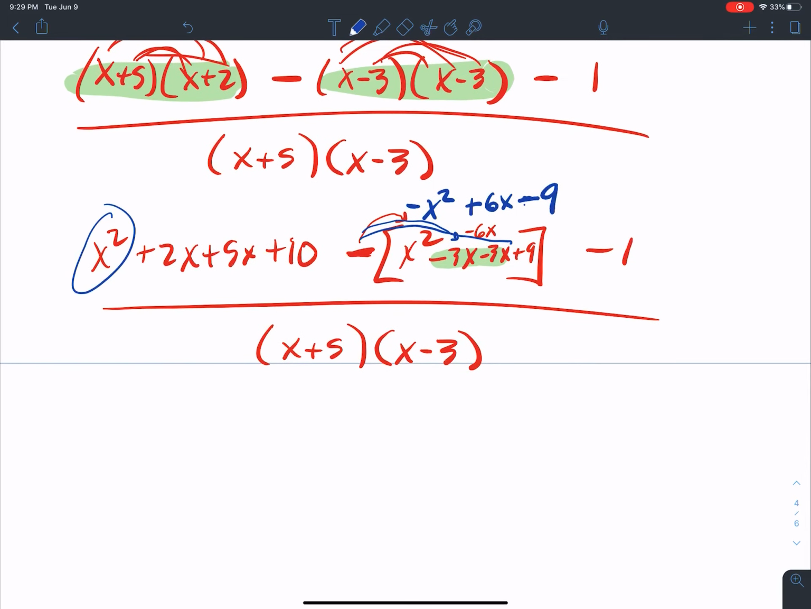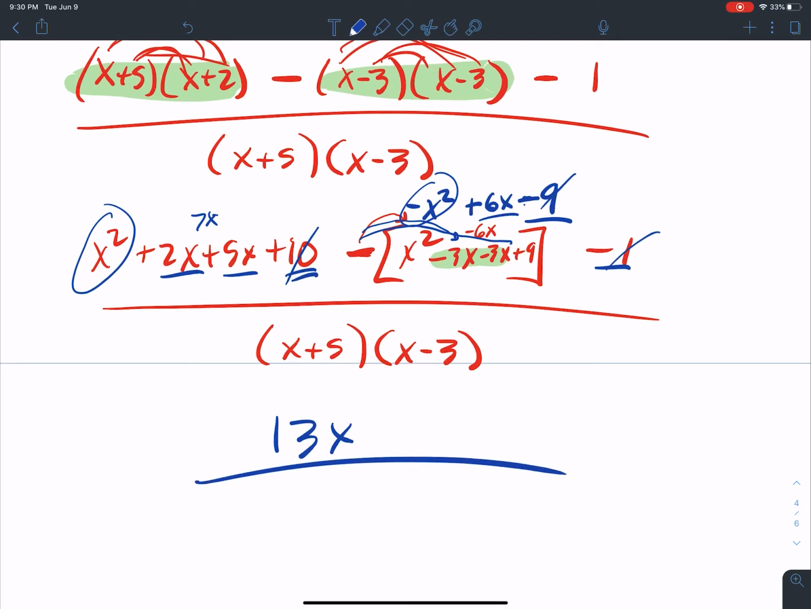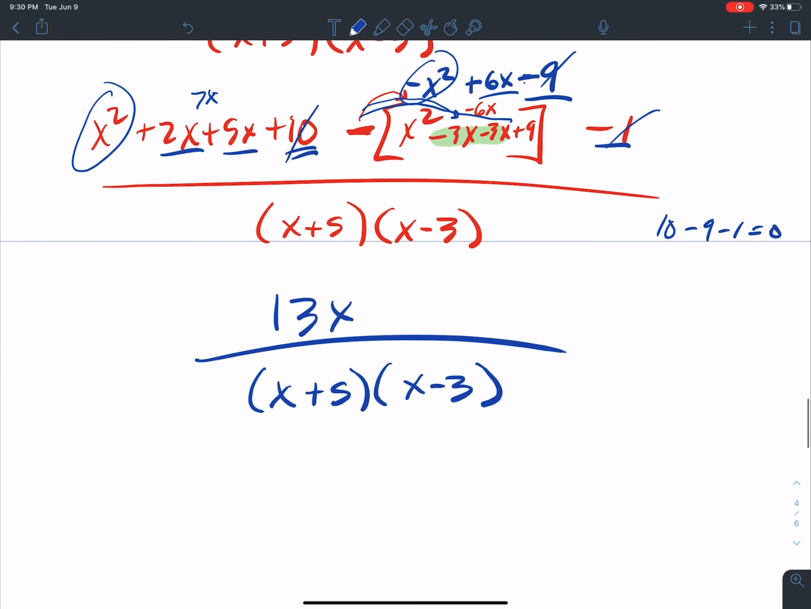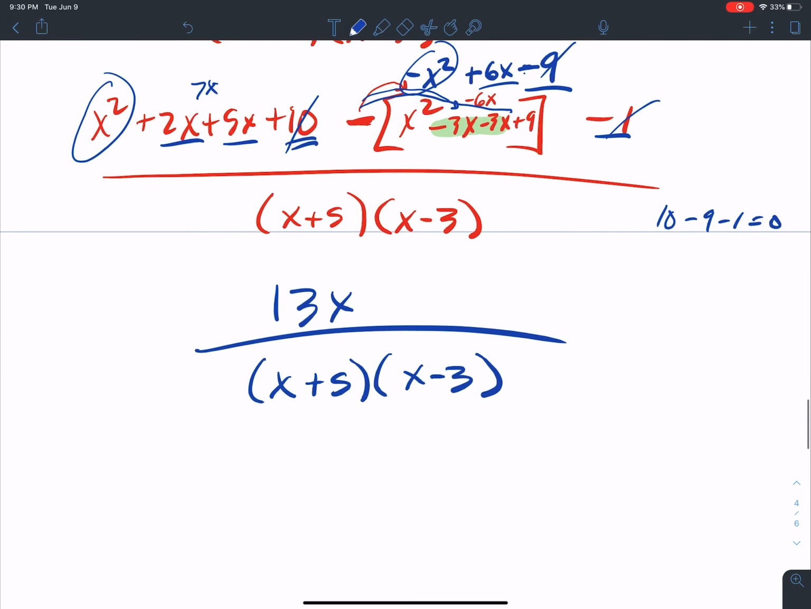Collecting like terms, x squared and the x squared cancel. 2x, that's 7x. Plus 6x, that's 13x. 10, and then minus 9 and minus 1, that's minus 10, so that cancels. So this all cancels, because look, 10 minus 9 minus 1 is 0, right? That cancels. And so then it's over x plus 5 times x minus 3.